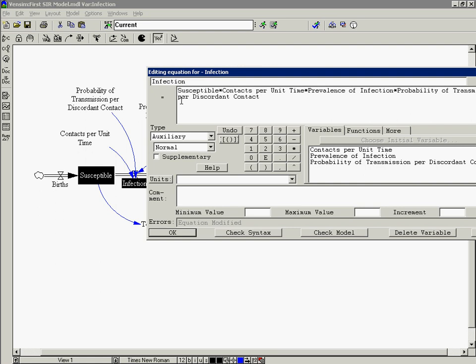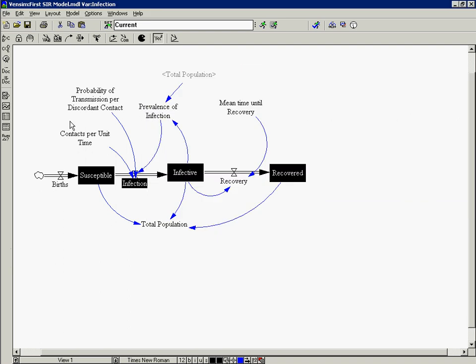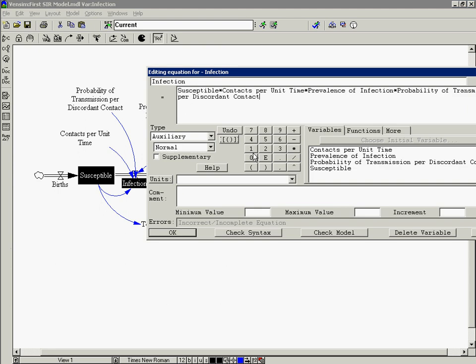Okay. Now, because I wasn't artful enough in my pressing of this, the Vensim gods are going to complain bitterly. It's going to say, oh, I don't know about susceptible, and I'm going to say, well, okay, let me go close it up. I'll put a nice little arrow there, and then it will be a happy camper after I call this up again. So it's the same formula, okay? So here's susceptible times this whole thing.